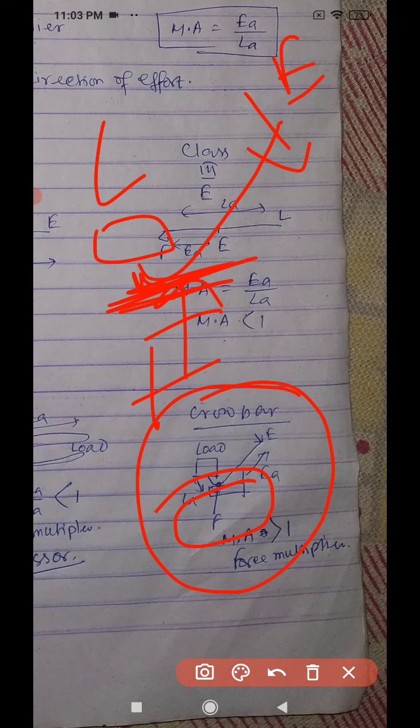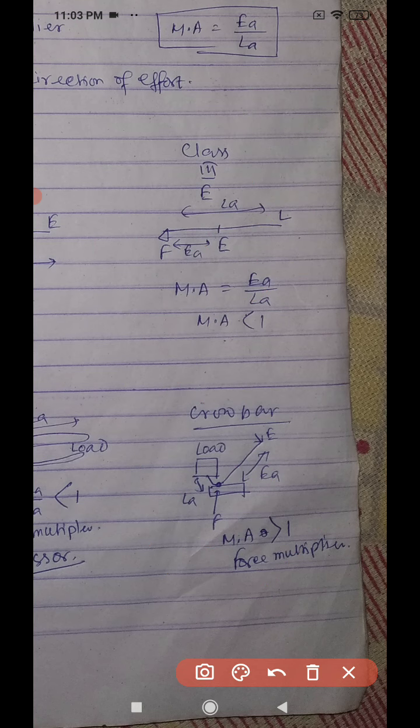When you put the effort, you can see the effort arm is very long. So the effort arm is longer than the load arm. The load arm is only this portion, from fulcrum to load. Always remember that we calculate the arm from the fulcrum. Fulcrum to load is the load arm; fulcrum to effort is the effort arm. So mechanical advantage is always greater than 1, meaning a force multiplier.